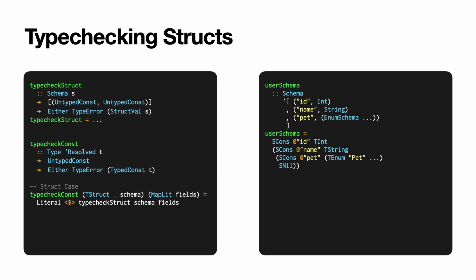We can now incorporate this into the definition of typed const, where we simply wrap the returned result as a literal. On the right, you can see an example of what the schema for the user type that we examined earlier in the talk would look like. Note that the strings you're seeing here are type level strings, not term level strings, and we are applying them to the SConst constructor using a visible type application.